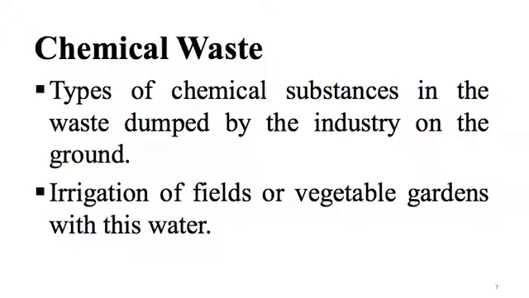Chemical waste. There are many types of chemical substances in the waste dumped by industry on the ground. Many times, many chemical substances get merged into the soil accidentally or unconsciously. These pollutants are found in the water of domestic drains, flowing or underground water. So, due to irrigation of fields or vegetable gardens with this water, there is a great harm to the fruits, vegetables and various types of food and pulses as well.